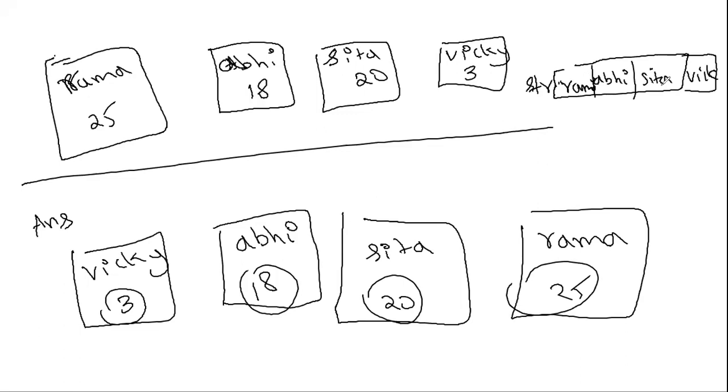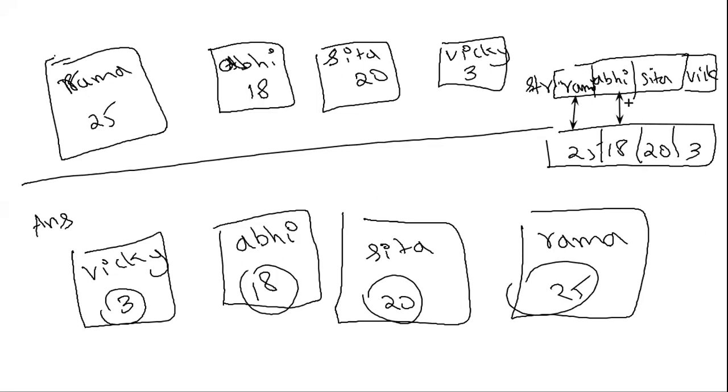So like this, they'll give one array of strings. Then they'll give a separate array of integers, 2 separate arrays. Here it is 25, here 18, here 20, and here 3. As soon as they give us these arrays, we have to link them like this, and this link should never be broken.